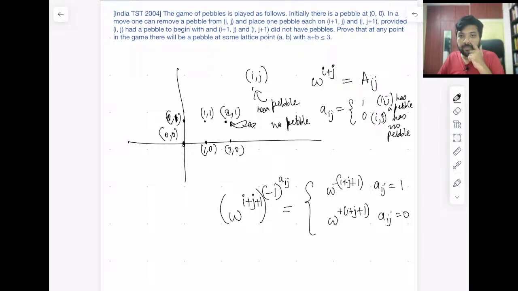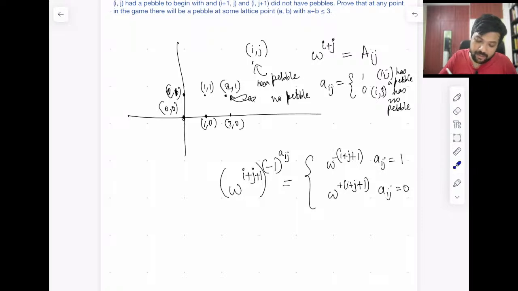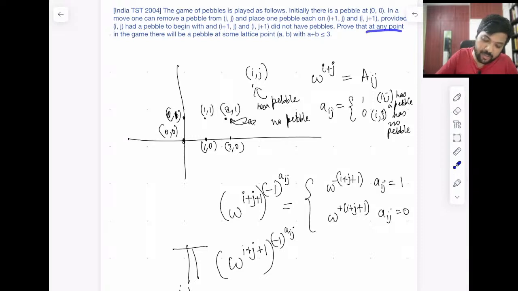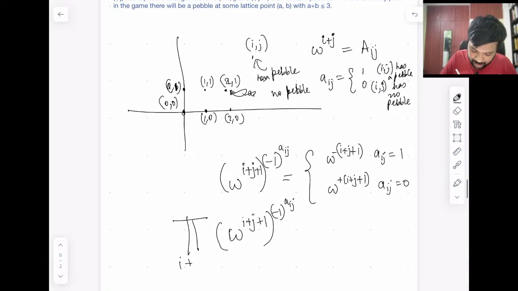All right. So now what Lauren is saying is the following. At any point, there will be a bunch of pebbles on the board. What you do is you multiply all these expressions, omega i plus j plus 1 power minus 1 to the aij, as a product. Since in this problem we just have to prove that at any point there is a pebble at some lattice point with a plus b less than or equal to 3, instead of having an infinite product, just look at this quantity s.